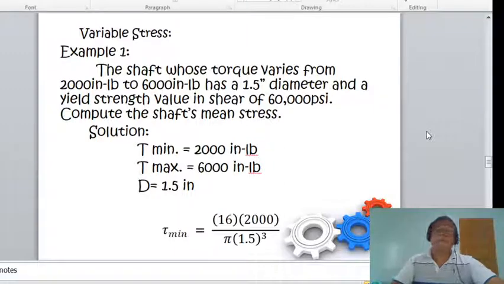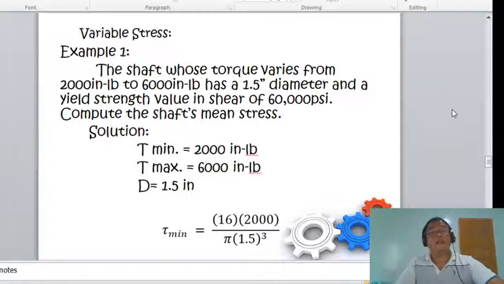So we have here an example for variable stress. Example 1: a shaft whose torque varies from 2,000 in-lb to 6,000 in-lb has a 1.5 inch diameter and a yield strength value in shear of 60,000 psi. Compute the shaft mean stress. The minimum torque is 2,000 and the maximum torque is 6,000. The diameter is 1.5, knowing that the stress equals 16T over pi d cubed.